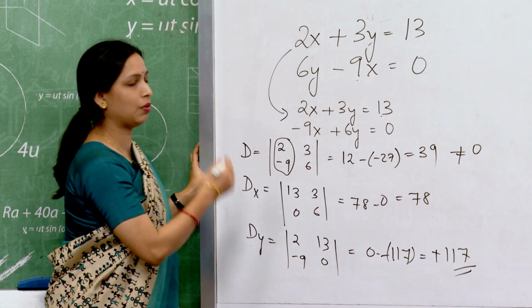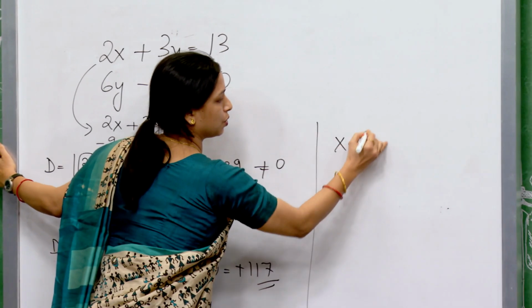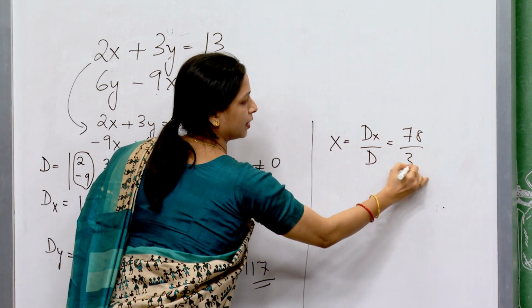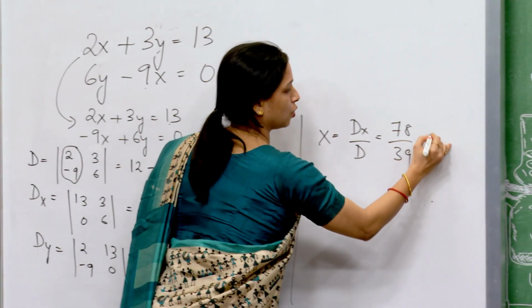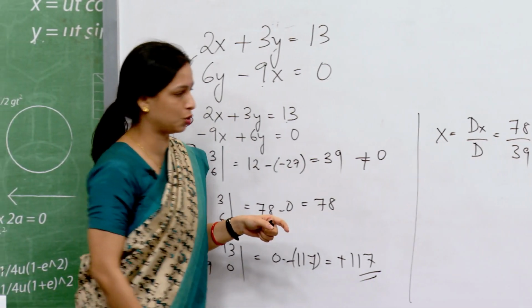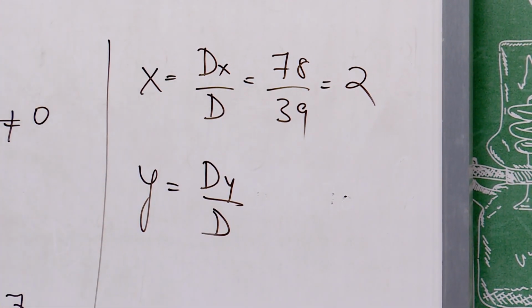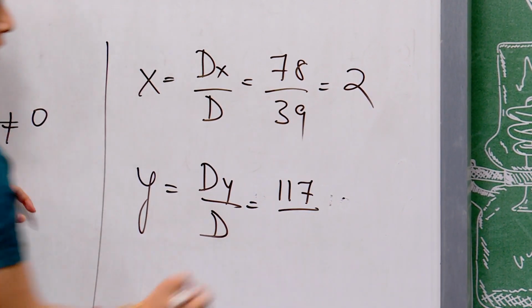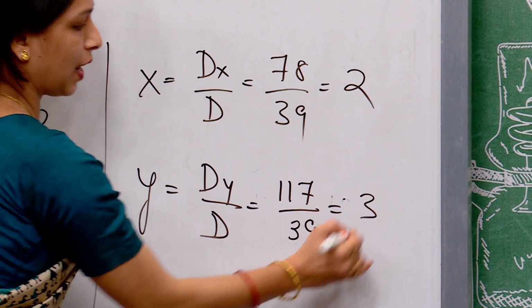Okay. Now, we can find the values of x and y. So, x equals dx by d. So, that is 78 by 39, that is 2. So, the value of x is 2 and the value of y is dy by d. So, dy is 117 divided by d, which is 39. So, the value is 3.